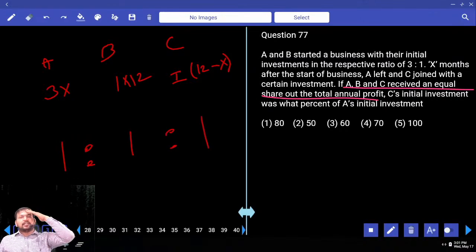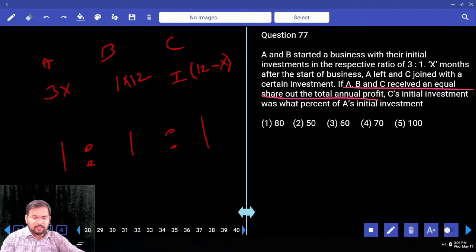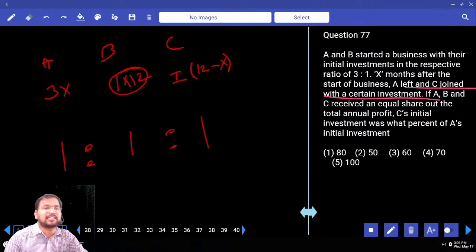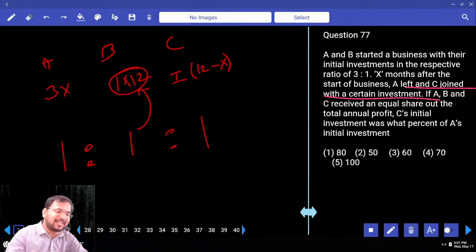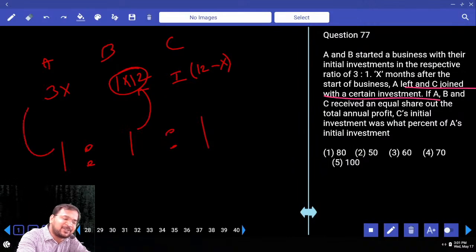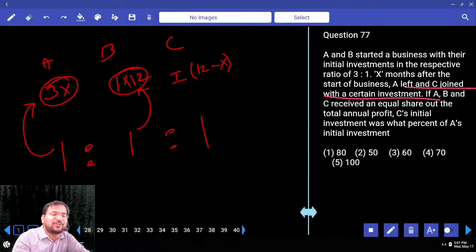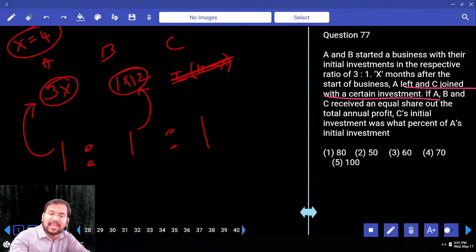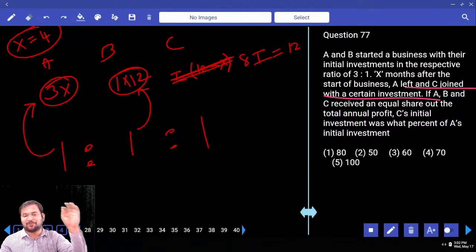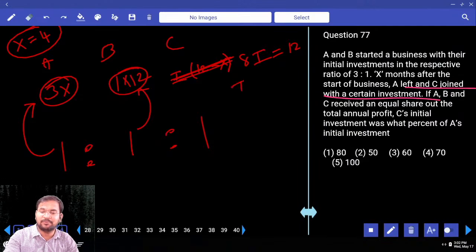Now listen. We know B is 12 parts. One part is 12 parts, therefore here also 12 parts. 3x is equal to 12, so x is equal to 4. If you substitute here, 8i is also equal to 12. Then I is equal to 1.5.